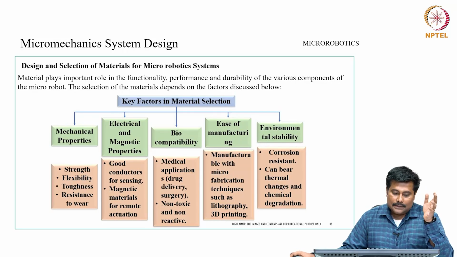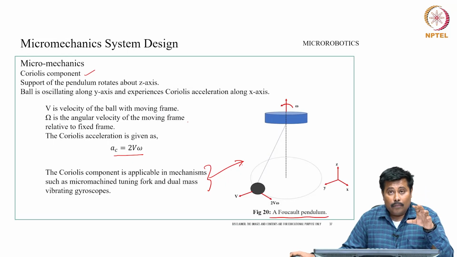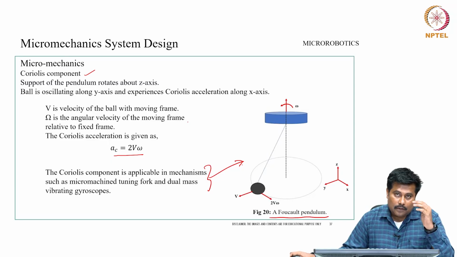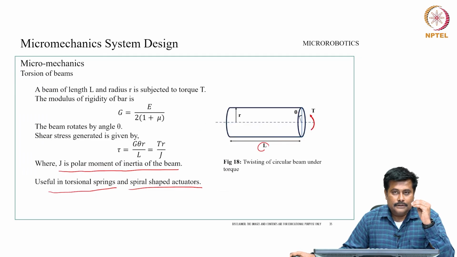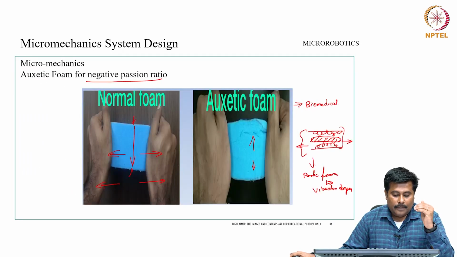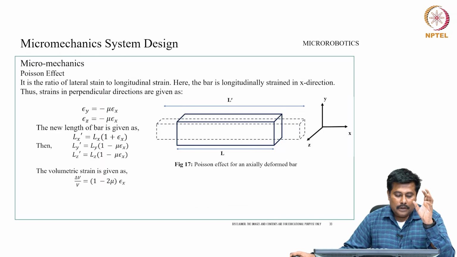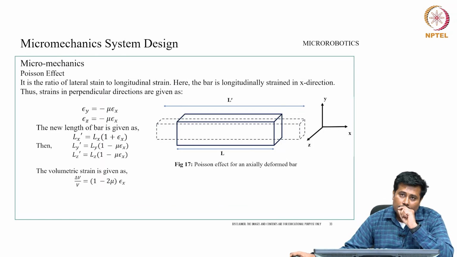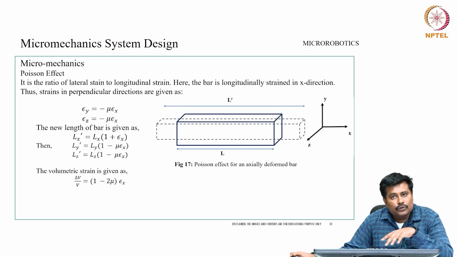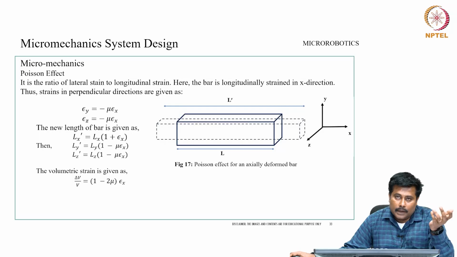In the last class, we discussed the different micromechanics concepts related to Coriolis components, the dynamics of a system, and the torsion of the beam. We have also discussed the Poisson effect, and the negative Poisson effect, and how it can be efficiently used in the case of a microrobotic system.